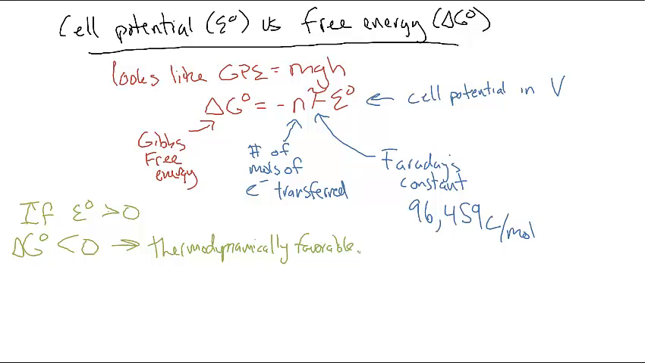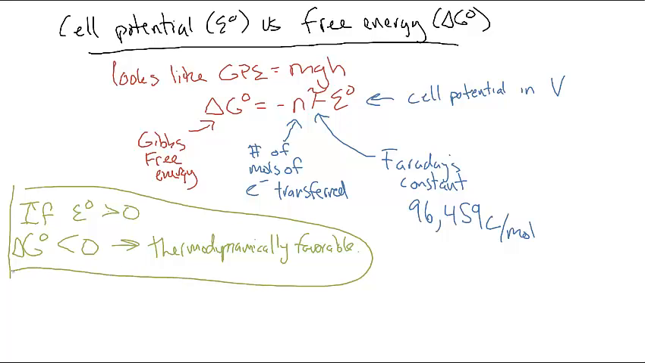So the key takeaway from this slide is this. If your E naught is greater than 0, your delta G is less than 0. Therefore, you have a reaction that's thermodynamically favorable. So we've now linked together electrochemistry and thermodynamics in one neat little equation.